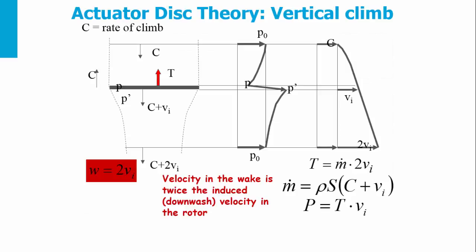For the actuator disk theory in vertical climb, we can use the same relations as for the hover. We can demonstrate that the thrust equals the mass flow rate multiplied by twice the induced velocity at the level of the rotor, that the mass flow rate is given by the mass flow rate passing through the rotor, and that the power is thrust multiplied by induced velocity. So, in a vertical climb, the velocity in the wake is twice the induced velocity at the level of the rotor.